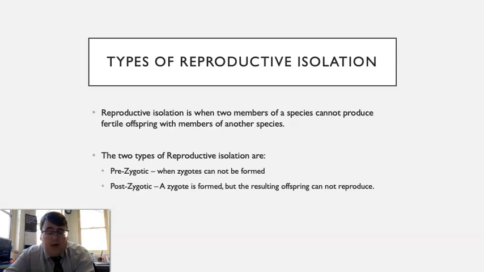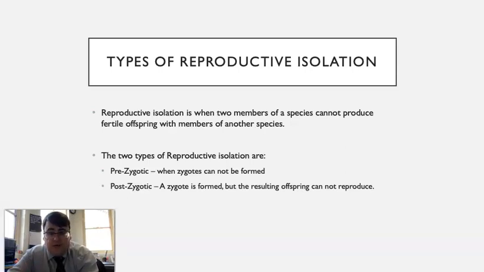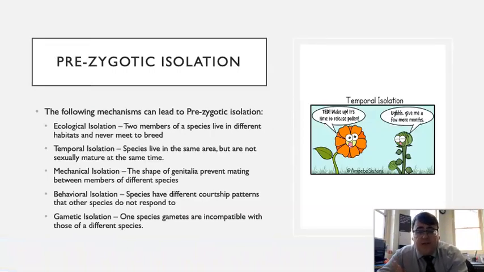So you might have 2 different species breeding together or not being able to breed, but in this case a zygote never forms, therefore there can't be any offspring. Or you can have post-zygotic, where a zygote is physically formed, but the resulting offspring either doesn't survive, or it can't physically reproduce itself. It's sterile. We'll start with pre-zygotic isolation first.